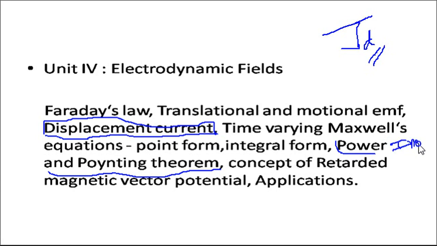Now, if you see why I'm asking you to prepare this particular unit: first of all, the first 3 bits which we were dealing with, Faraday's law, translational and motional EMF, are theory bits; displacement current, a theory bit; power and Poynting theorem, once again a theory bit. If you prepare these 3 theory bits along with the Maxwell's equations, it's more than sufficient. No need to go for the retarded magnetic vector potential and application. You can skip this particular bit from your preparation.